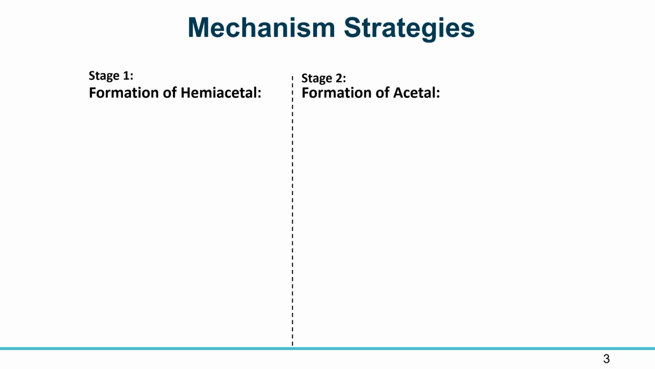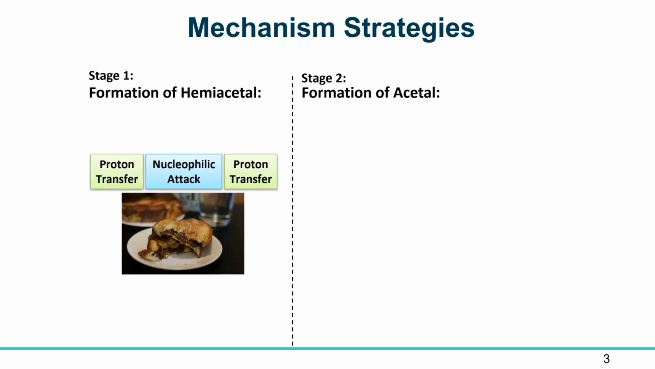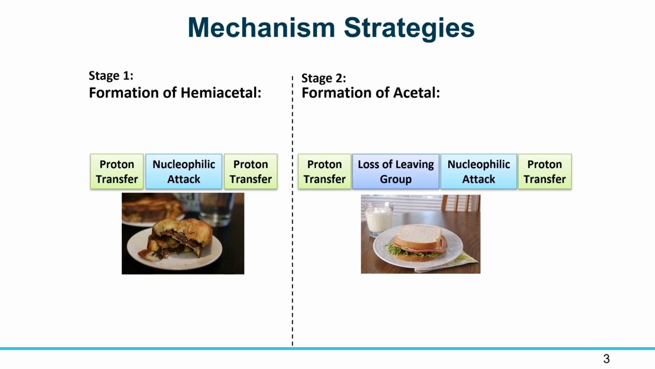Another helpful strategy is to look for patterns within the reaction mechanism steps. In stage 1, formation of the hemiacetal, the steps occur in the order of proton transfer, nucleophilic attack, and proton transfer. So this stage can be thought of as a proton transfer sandwich with a nucleophilic attack filling. Looking at stage 2, formation of the acetal, its 4 steps are proton transfer, loss of leaving group, nucleophilic attack, and proton transfer. Another proton transfer sandwich, but just with an extra filling, the loss of the leaving group. So the overall mechanism is just 2 types of proton transfer sandwiches.